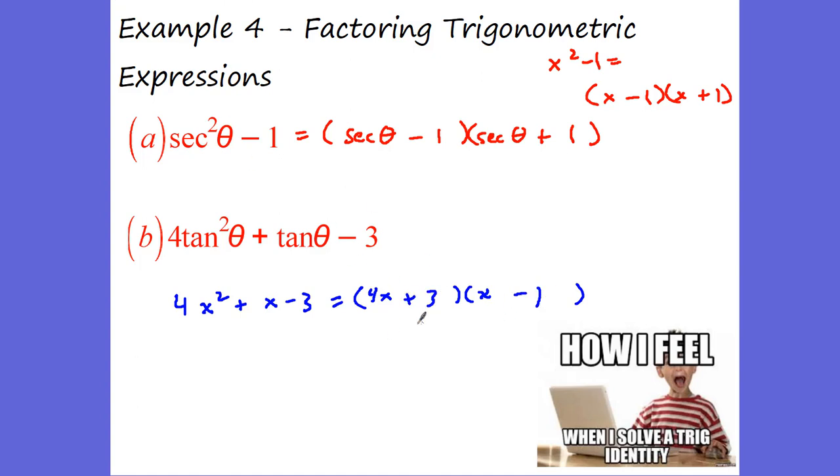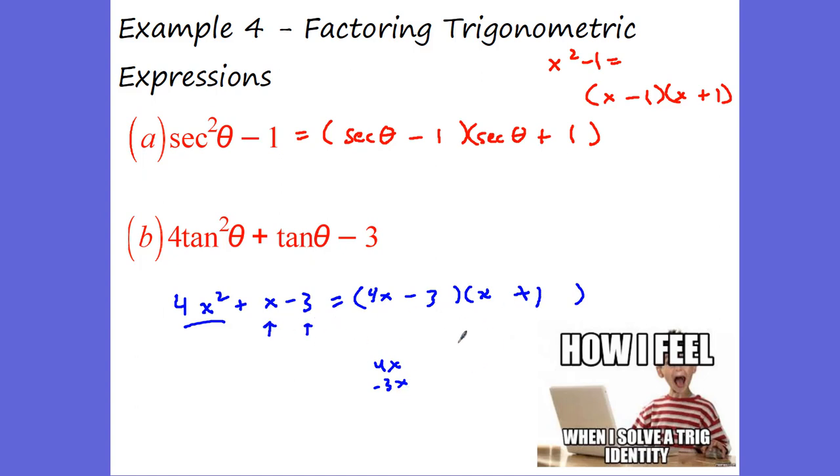So let's take a look. 4x times negative 1, that's negative 4x. Oh, that's got to be a positive right there. So he's got to be the positive. He's got to be the negative right there. And it takes a little bit of working out. So 4x times x is 4x squared. 4x times 1 is 4x. Negative 3 times x is negative 3x. That adds up to your positive 1x. Negative 3 times 1 is negative 3.